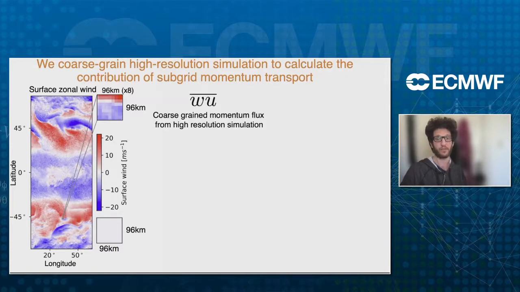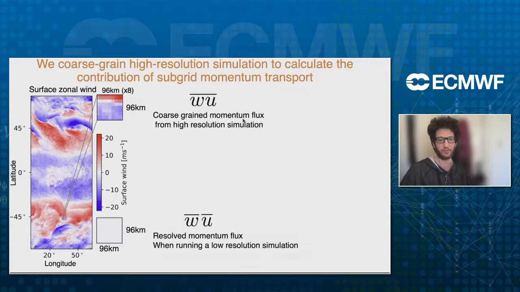So, subgrid vertical advection. The flux is just the vertical wind W, the high resolution vertical wind, times the high resolution zonal wind coarse grained. This bar is just coarse grained, averaged over this 100 by 100 kilometer domain. However, what we are really able to run our models with is what we really resolve when we run these models, which is the coarse-grained vertical wind times the coarse-grained zonal wind. And the difference between these two is what we are calling subgrid flux.